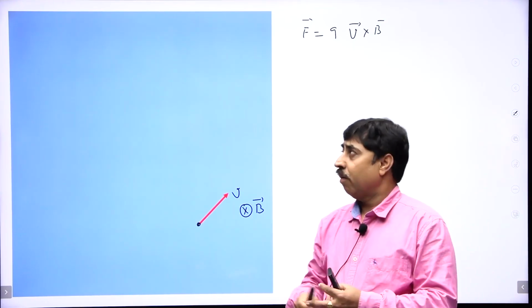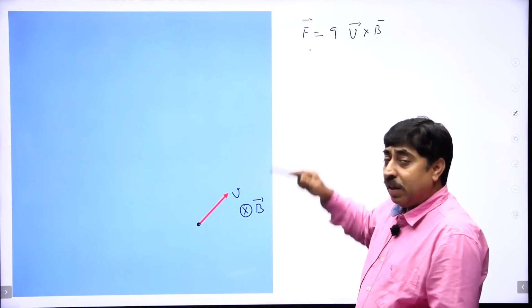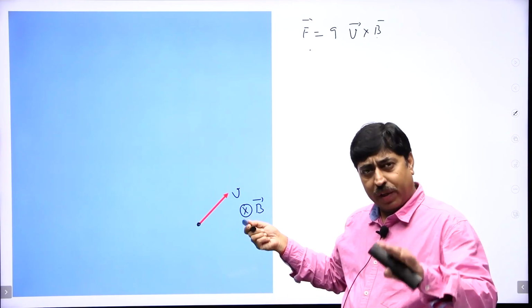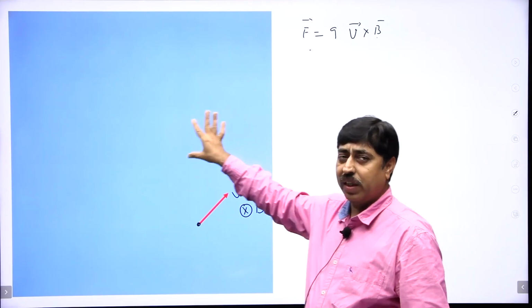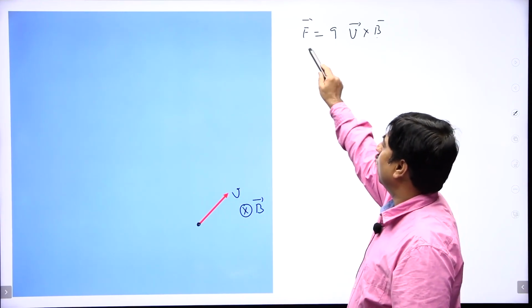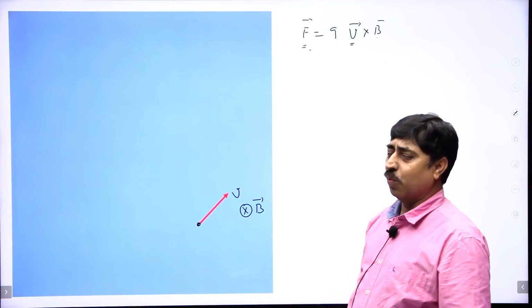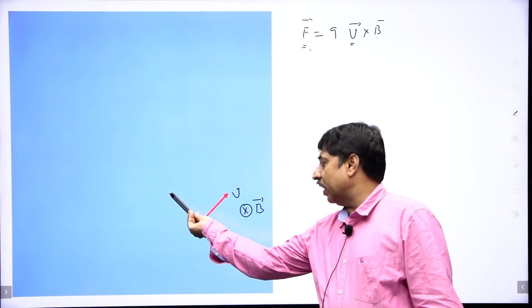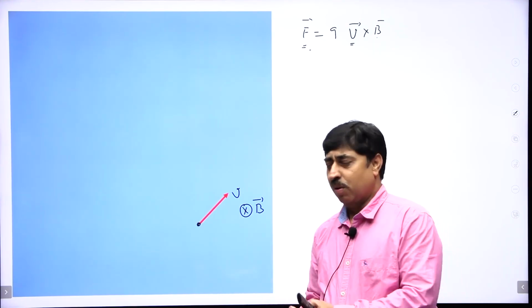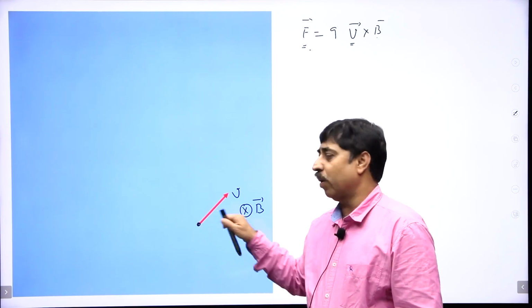First thing, force is perpendicular to b, the magnetic field. So b is perpendicular to the plane of the figure, which means force is somewhere in the plane of the diagram. Force is also perpendicular to velocity. So force is either this way or it is this way. We just need to figure out whether the force is directed this way or this way.